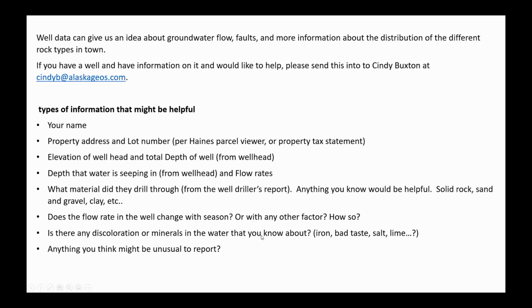So on this slide, we're not going to read all this, but you could take a picture with your phone or do a print screen with your computer or come back later. But if you have well data on your wells and you're willing to send it to me, I might be able to use it to figure out some other bits of geology. So here's the kind of information that I could use: your name, where you live, the elevation, the flow, what they hit when they were drilling. This would be on your driller's report or whatever information you have, you can send to me. There's my email address up there.